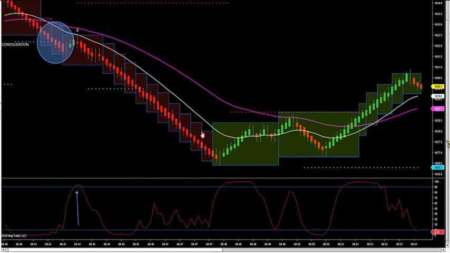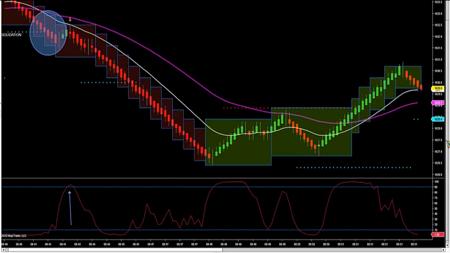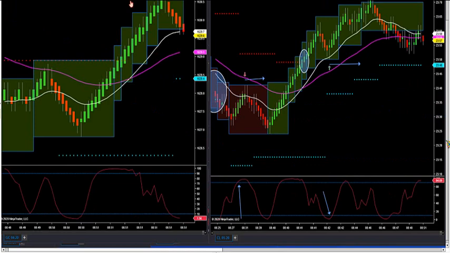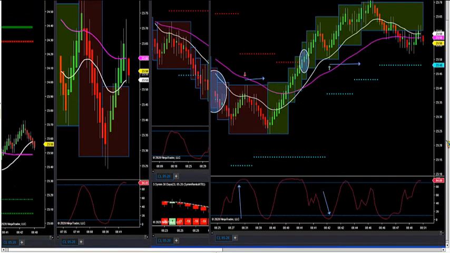All right, that's what we're trying to do. This is a small time frame, a 3 sim, so it moves kind of fast. But the 5 sim is the same way. The 5 sim Renko and the 9 sim, it's the same concept. We're trying to find consolidation before continuation.